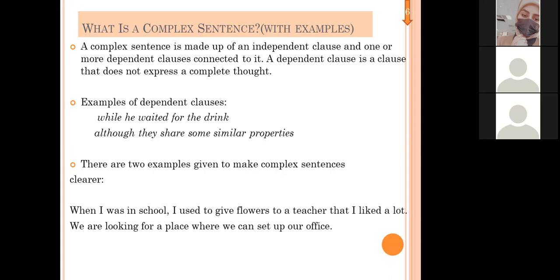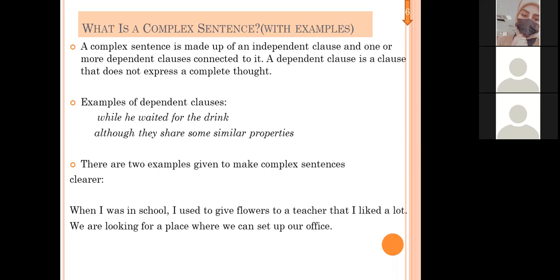When I was in school, I used to give flowers to a teacher that I like a lot. In this, when I was in school and that I like a lot are dependent clauses. I used to give flowers to a teacher is an independent clause. When and that are two subordinating conjunctions used here.